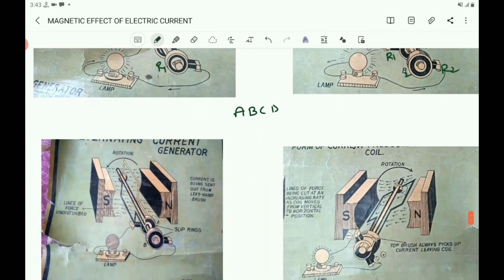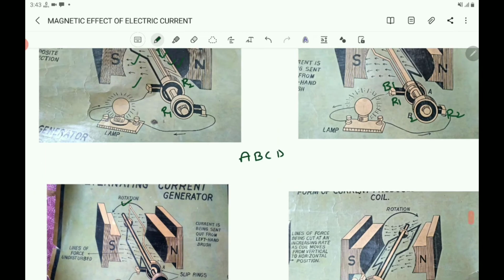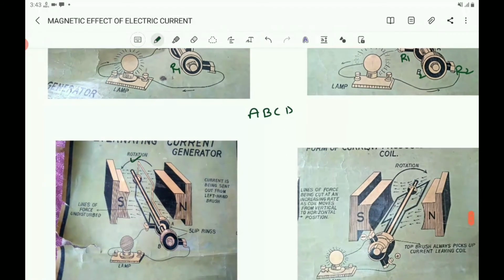After half rotation of the armature, the arm CD, here in the different direction you can see, AB comes upward and CD moves downward. After the next half rotation of the armature, the arm CD moves upward and AB moves downward. Then the induced current now flows in the reverse direction, that is along DCBA.